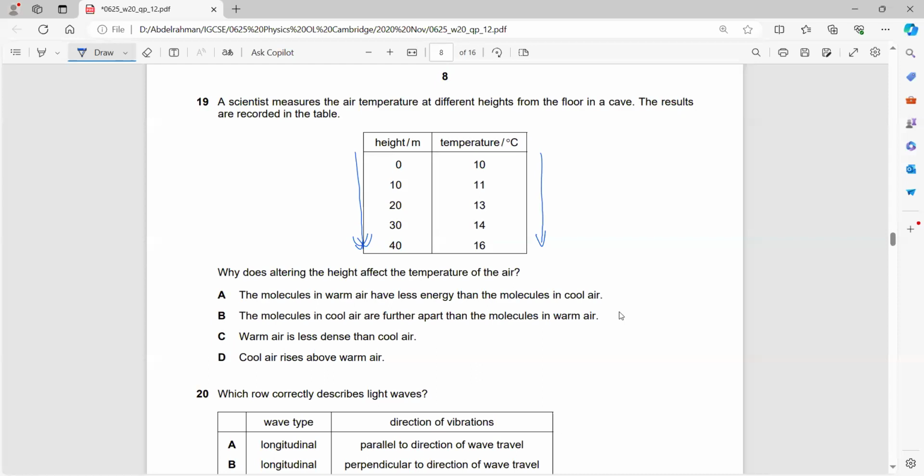The molecules in warm air have less energy. Molecules in cool air are further apart. Warm air is less dense than cool air. Cool air rises above. No, this is wrong. Cool air doesn't rise above. Molecules have less energy. This is wrong. The molecules in cool air are further apart. Actually, no. Warm air is definitely less dense. As you increase the temperature, the volume increases, so the density decreases. Warm air does rise above, yes.